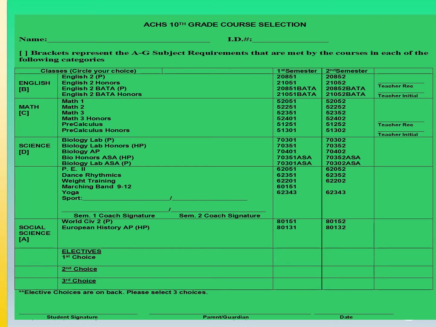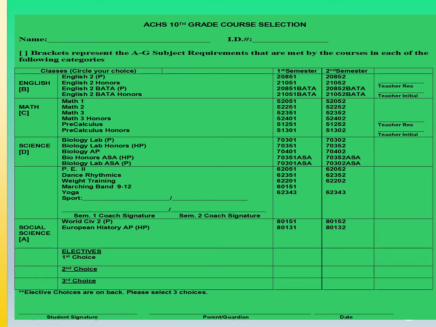Now for the 10th grade course selection form. Please put your name and ID number at the top and make sure that your parents sign at the bottom. You will select 6 classes unless you are also taking a 0 period, then you will select 7. For the first 3 categories, your teacher will need to recommend and initial the proper class placement for the following year.